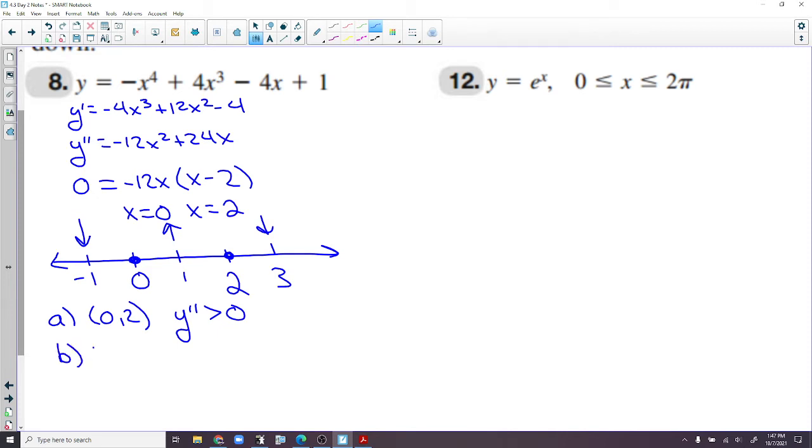B, concave down on negative infinity to 0 and 2 to 3. And if we were to ask to justify it, it'd be second derivative is less than 0. And I know the instructions don't ask you that. Not 2 to 3. 2 to infinity. There we go.